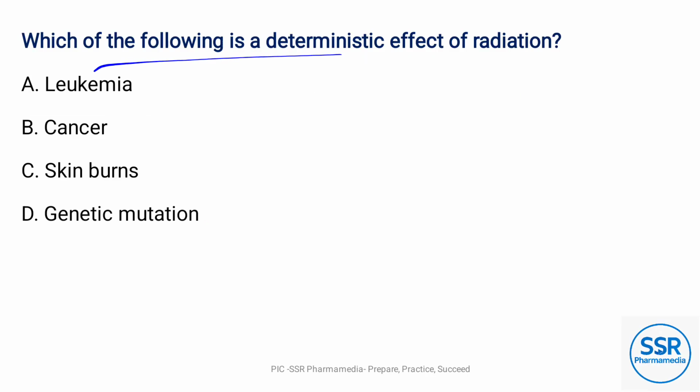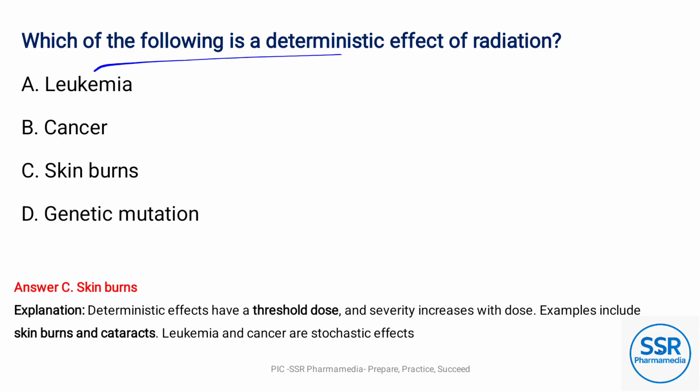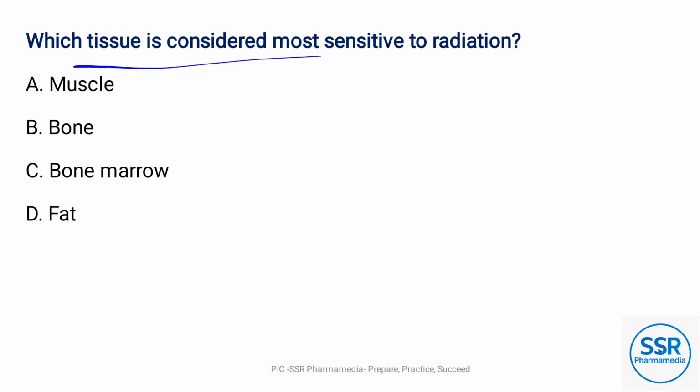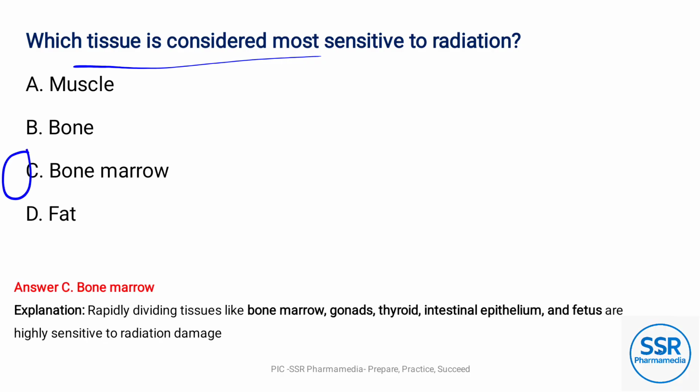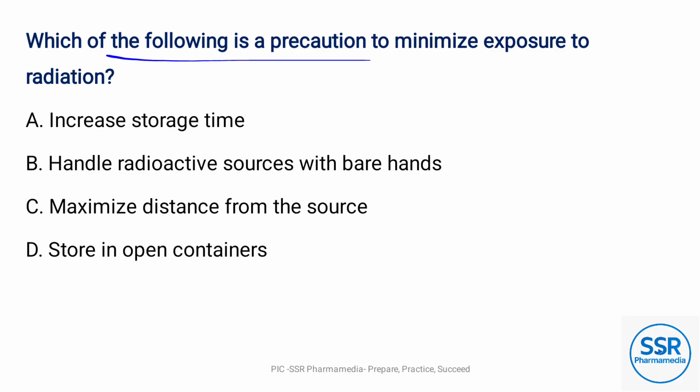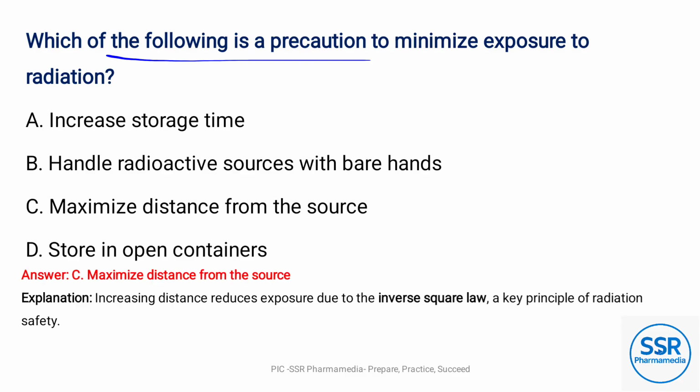Which of the following is a deterministic effect of radiation? Option C, skin burns. Which tissue is considered most sensitive to radiation? Option C, bone marrow. Which of the following is a precaution to minimize exposure to radiation? Option C, maximize distance from the source.